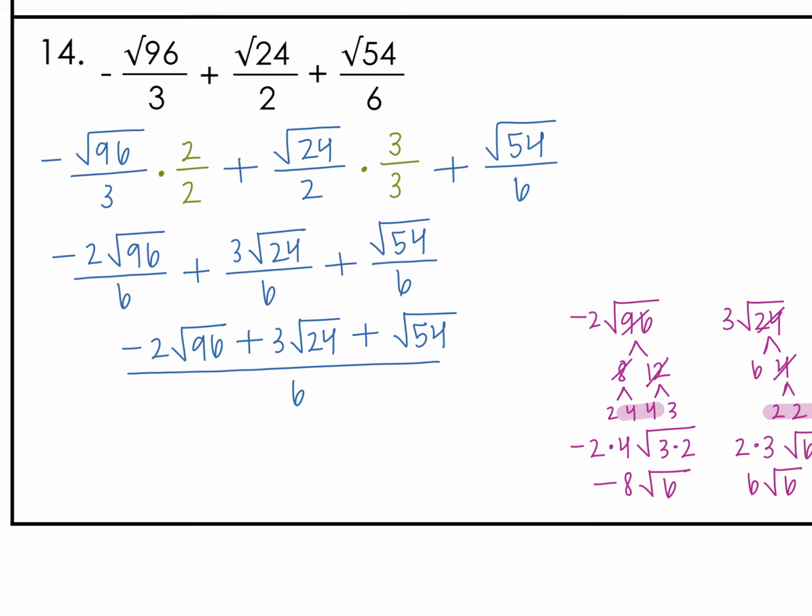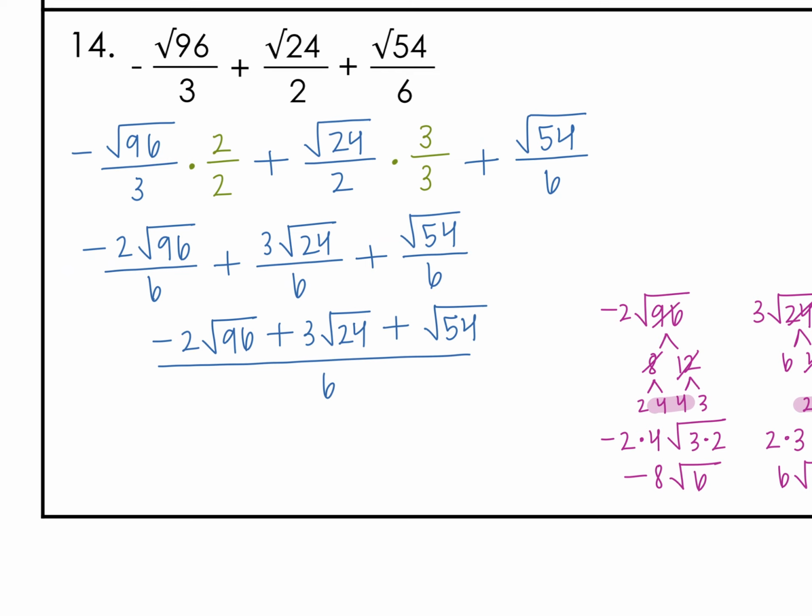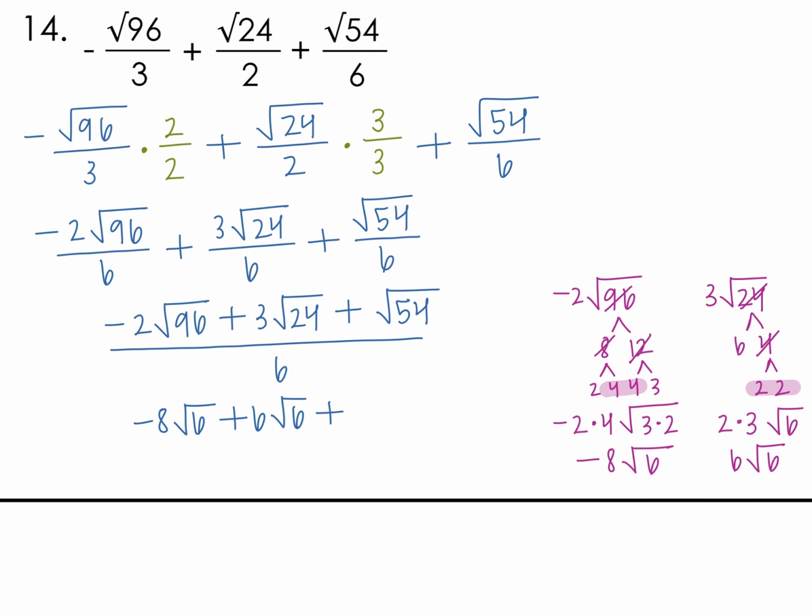So going back over here, I've got now negative 8 root 6 plus 6 root 6 plus, and I forgot it, we have 3 root 6 all over 6. So let's look at our coefficients and combine them since we all have the same radicand. -8 plus 6 will give you -2, plus the 3 will give me a +1. And so my final answer is root 6 divided by 6.